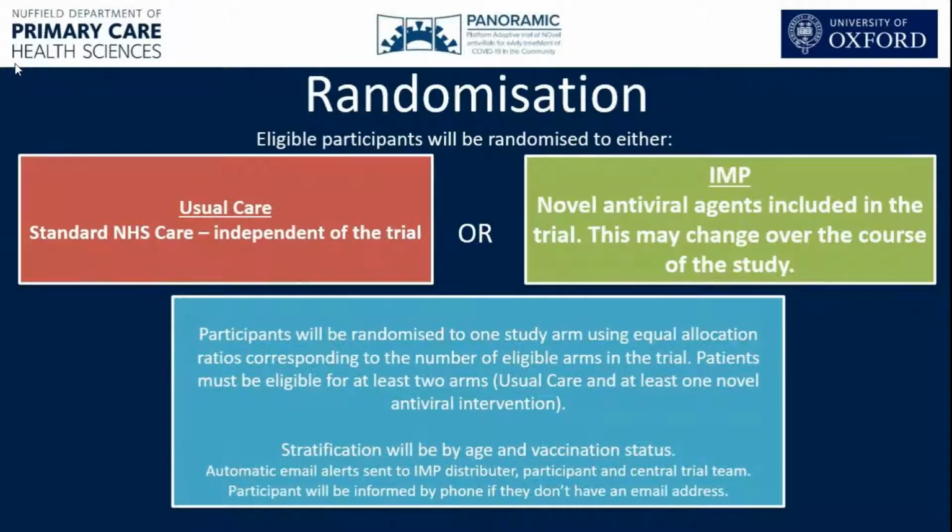Stratification will be by age and vaccination status, and an automatic email will be sent to the IMP distributor, the participant and the central trial team. If participants don't have an email address, then the trial team will contact them to inform them of their treatment allocation.